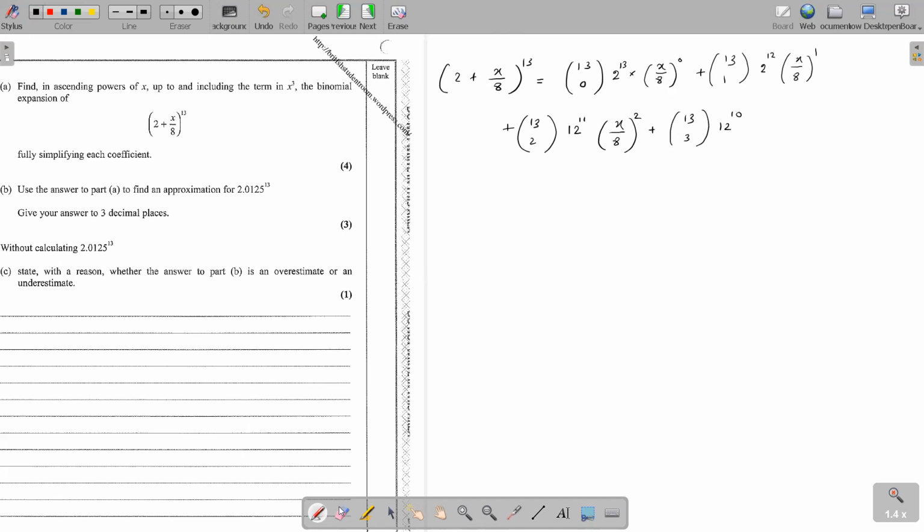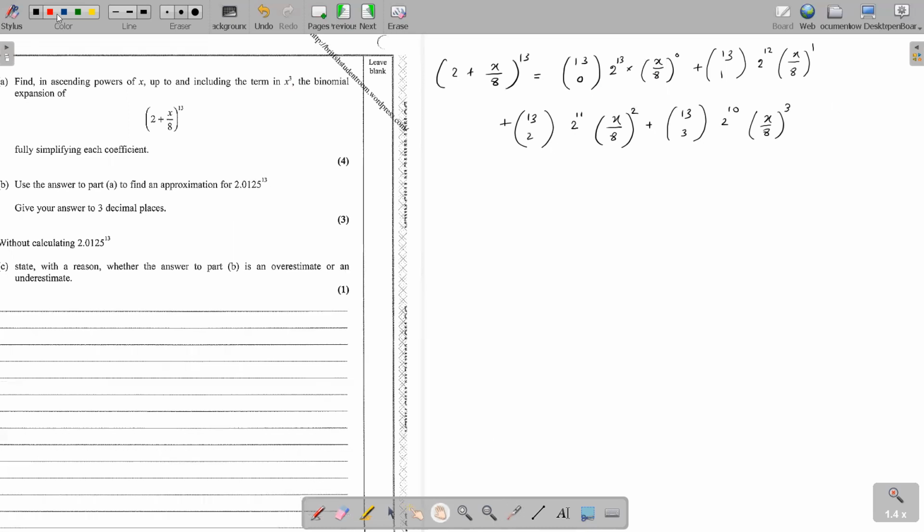plus 13C3, 2 to the power 10. I'm sorry, I've been writing 12. Should be 2, right? 2 to the power 13, 2 to the power 12, 2 to the power 11, 2 to the power 10, into (x over 8) to the power, how much is the power? This is power 3, isn't it? And then finally 13C4, 2 to the power 9, (x over 8) to the power of 4. Because I want only until the power of 3, I don't need this guy, so we can remove this. So I need these 4 terms. So it's time to simplify them.